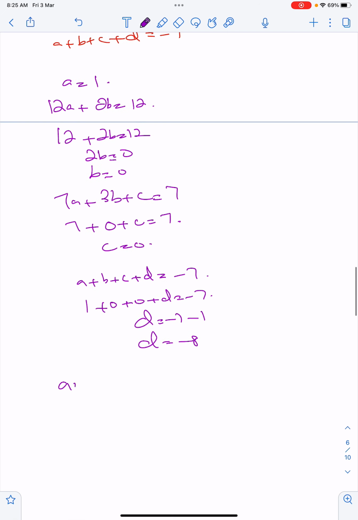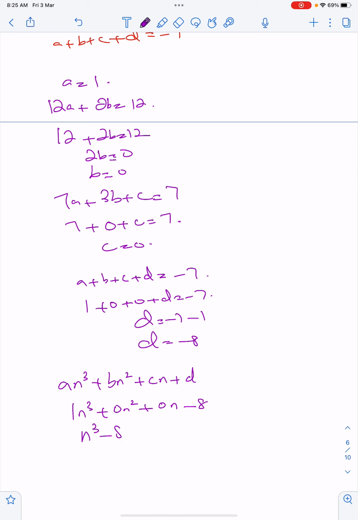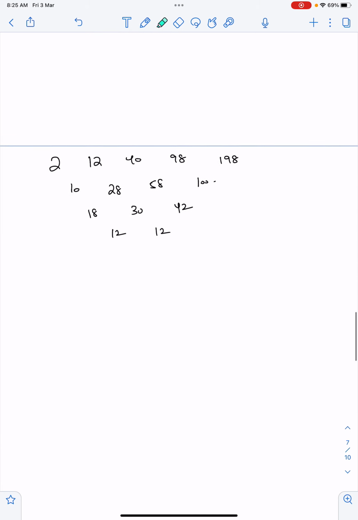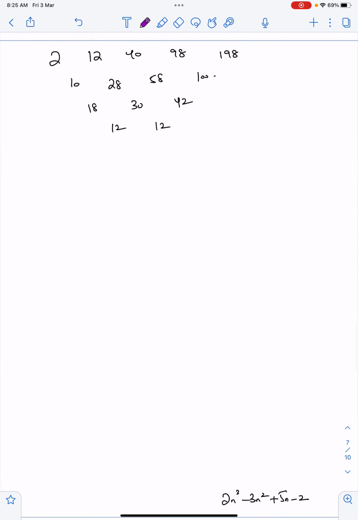Once you get the values, you plug it into this: an cube plus bn square plus cn plus d. a was 1, b is 0, so 0n square plus 0n minus 8. So n cube minus 8 becomes the formula for the nth term of the sequence. Let's take the third example, example number 3 here.